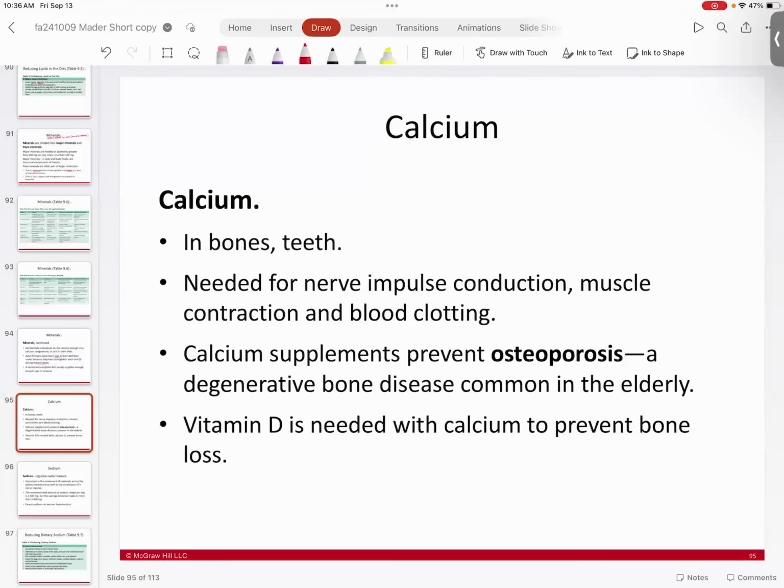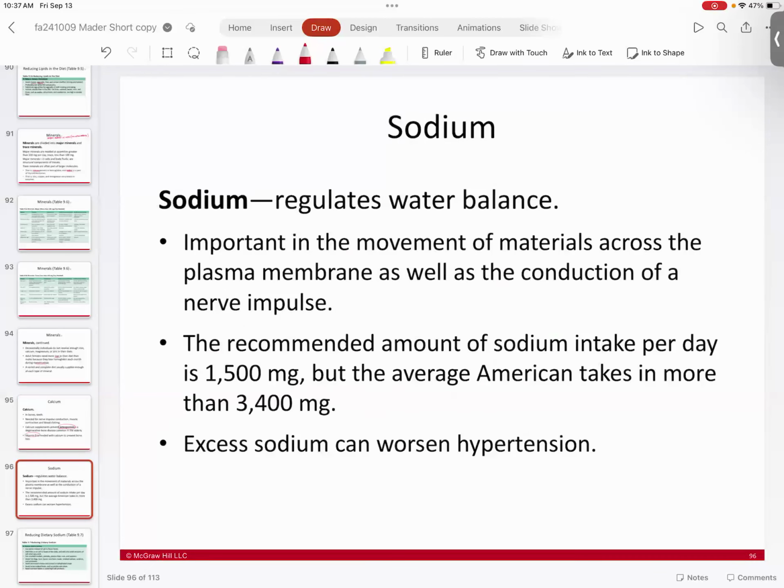Calcium is important in your bones and teeth. It's also important for bone density. If you don't have calcium, then you're going to become osteoporotic, which is a loss of bone density, which becomes a very big problem. It also is co-absorbed with vitamin D, and that'll help you to prevent bone loss and keep strong teeth. Sodium does a lot of things. It's our major strategy to regulate water balance, it keeps our blood pressure going, and moves things in and out of the cell.